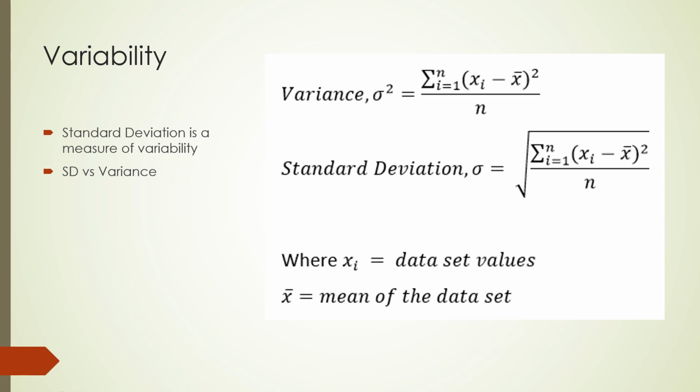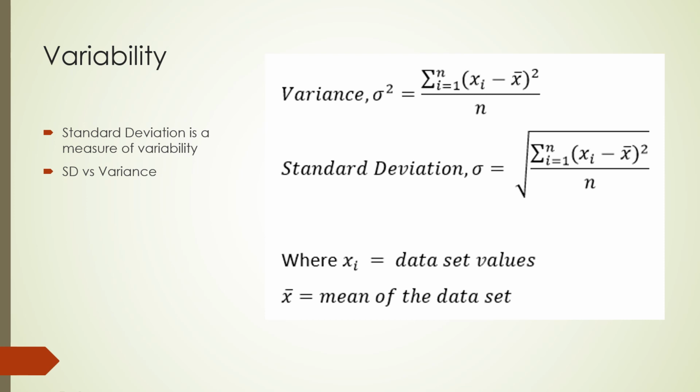And so you have two different types. You have the variance and you have the standard deviation. In the standard deviation, again, it's the difference from the mean, and you would get it by taking the square root of the variance.